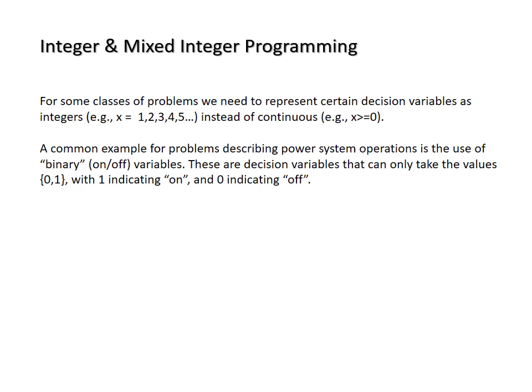And we might need situations in which part of the problem is determining whether to turn something on or off. And so in that case, we might need binary variables. And so these would be decision variables that can only take the values of 0 or 1, with 1 indicating on and 0 indicating off.